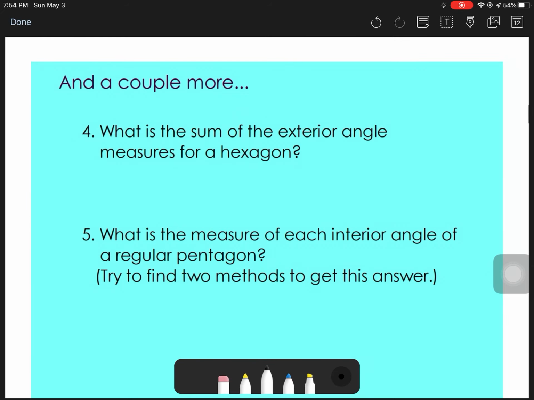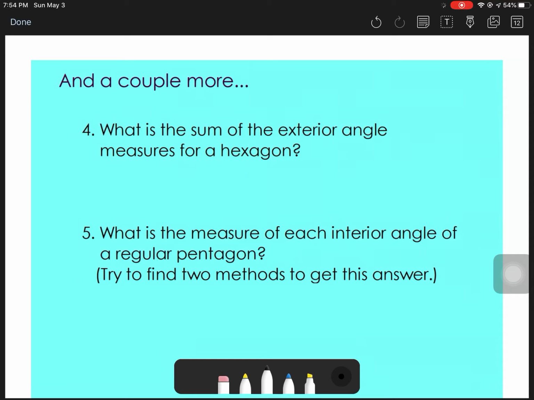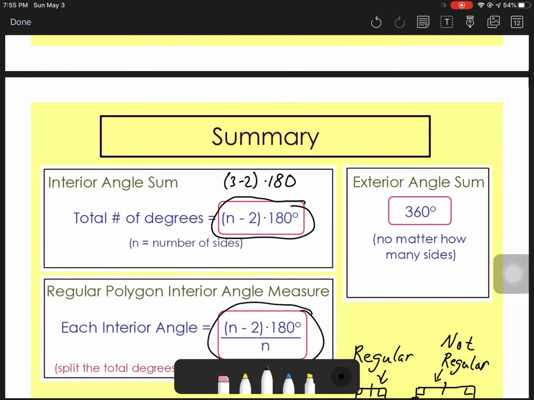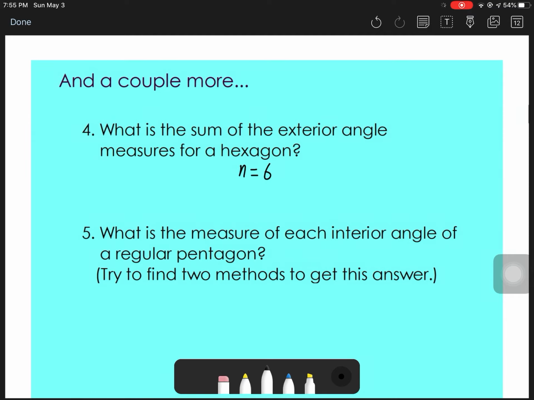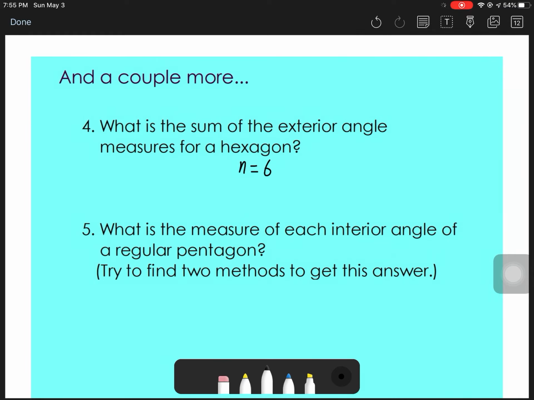Okay, just a couple more. Sorry, this video is kind of long. What is the sum of the exterior angle measures for a hexagon? A hexagon has 6 sides, so n equals 6. If you ever see a problem like this, remember the rule: the exterior angle sum, no matter how many sides, is always 360. Since we're looking for the sum, we can just say 360 degrees.